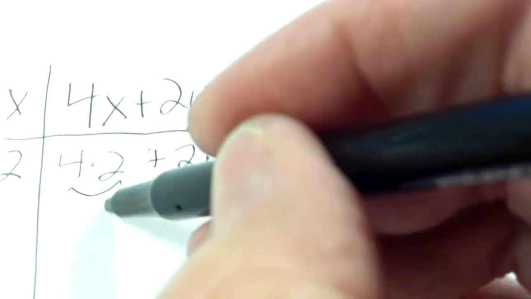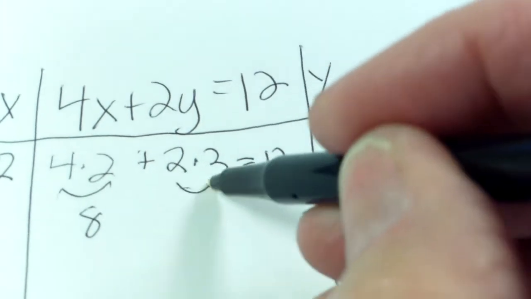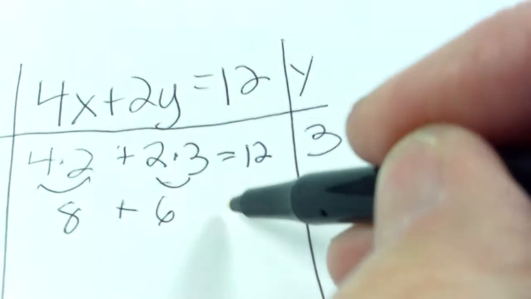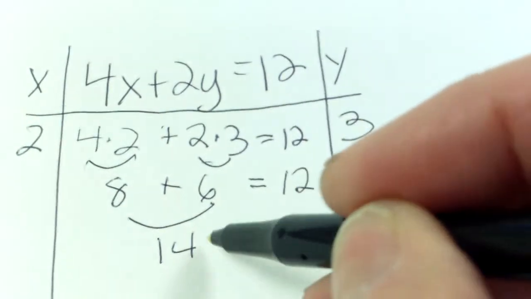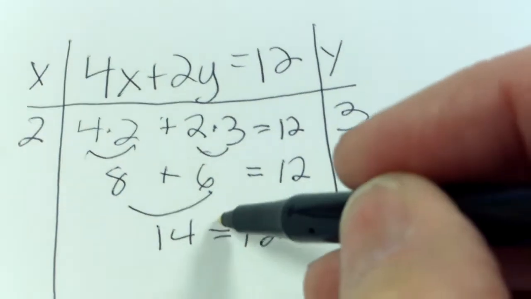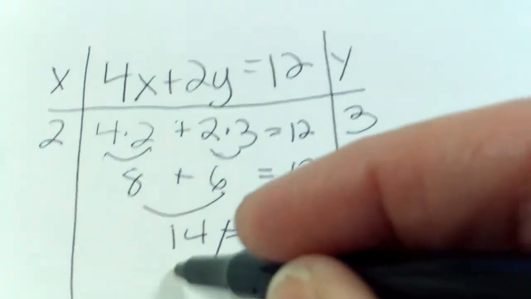4 times 2 is 8. 2 times 3 is 6. And that's supposed to equal 12. Well, what's 8 plus 6? Oh, it's 14. Does 14 equal 12? Nope. So this is false.